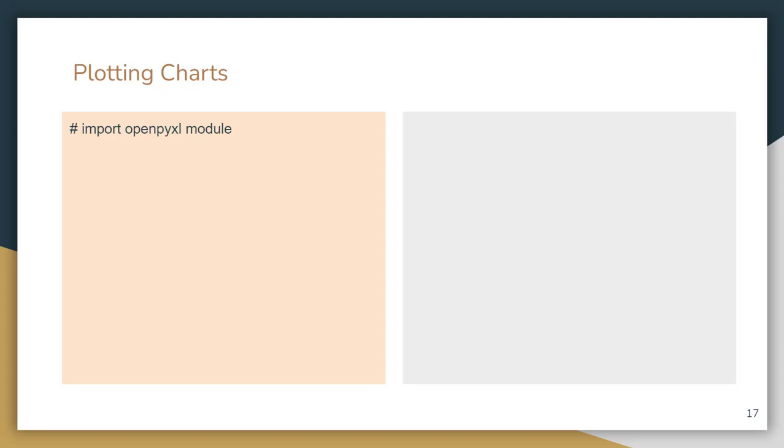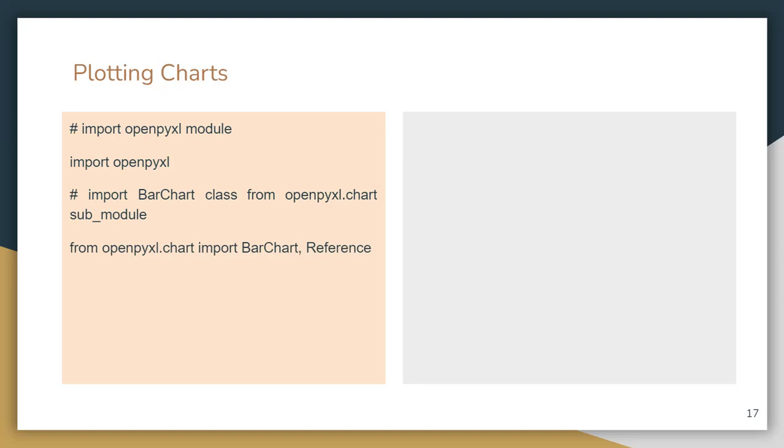So for this, first you have to import the module openpyxl. Then you have to also import some other module. Then you have to write from openpyxl.chart import BarChart, Reference. This is used for referencing and creating a bar chart in Excel.